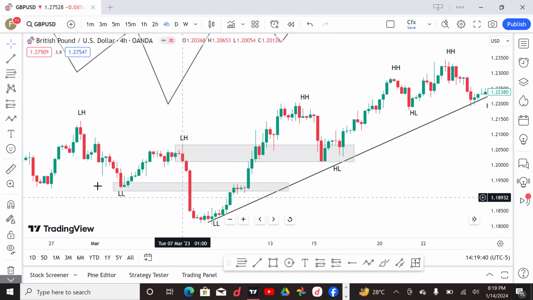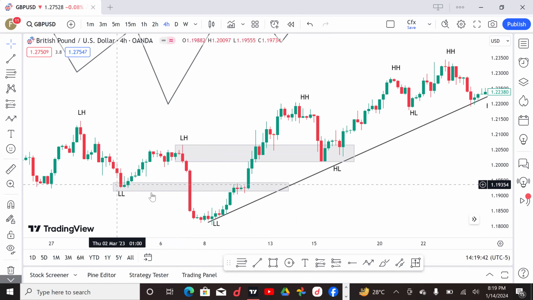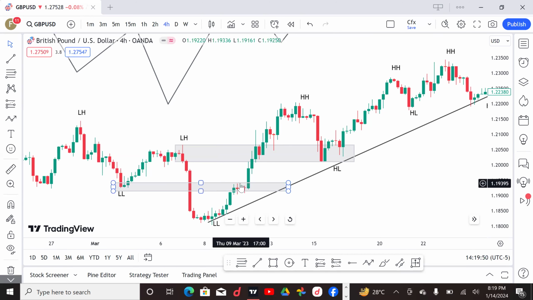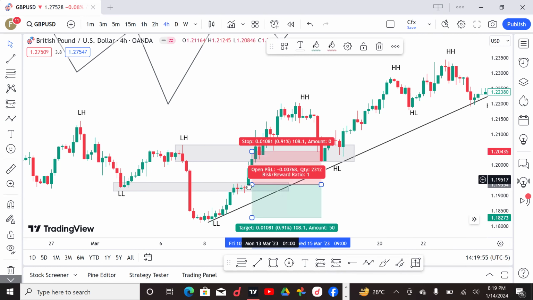You can't just sell because price came back to this zone. Yes, we have taken this lower low out, right? We have taken that lower low out. So let me start selling from this zone and you trigger your sell. You just take your trigger of your sell and you trigger your sell. You have to start selling.